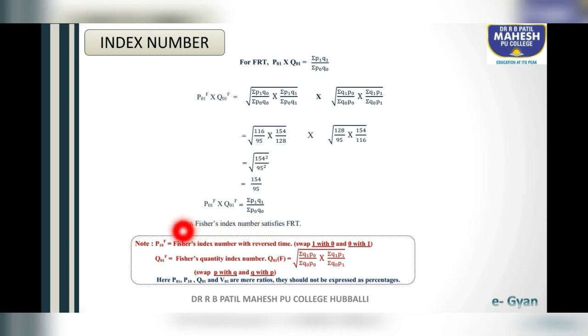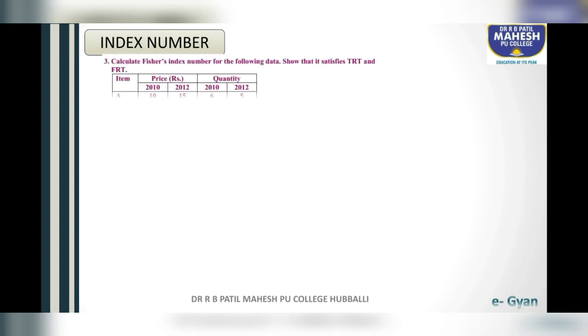Okay. Here P01, P10, Q01 and V01 are ratios. They should not be expressed as percentages. Students, when you are testing TRT and FRT, do not multiply by 100 because you are expressing in the form of ratios. Let us take one more important example, students.